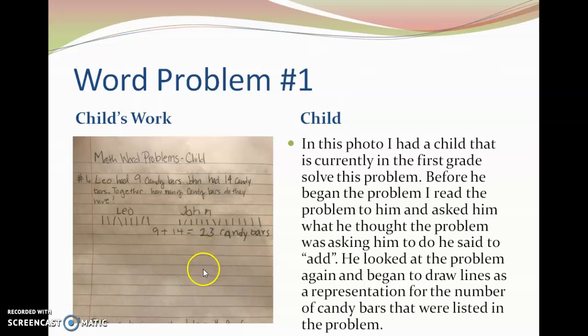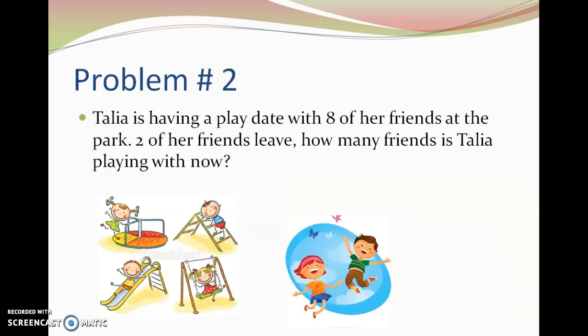So here you could see that he drew lines to represent Leo's candy bars and John's, and he represented the candy bars through drawing out lines to help him add up the numbers, and he got the problem correct. So he understood that he needed assistance in drawing out the numbers, and that's how he solved the first problem. So let's go over to the second problem.